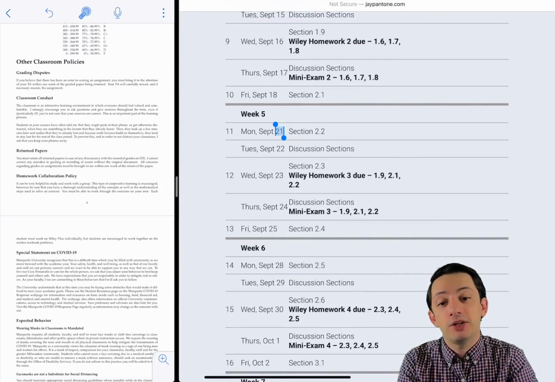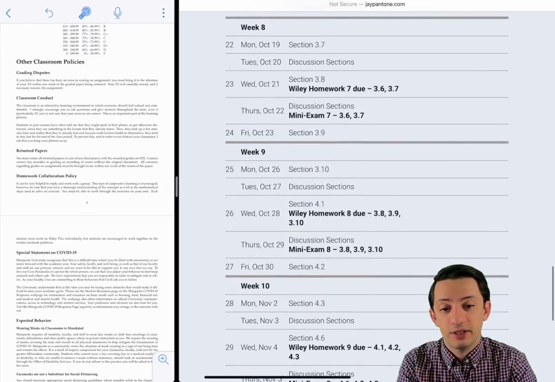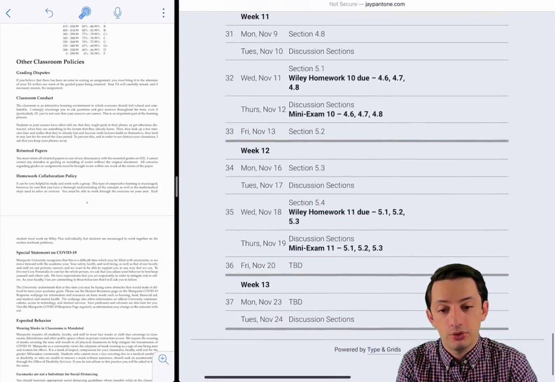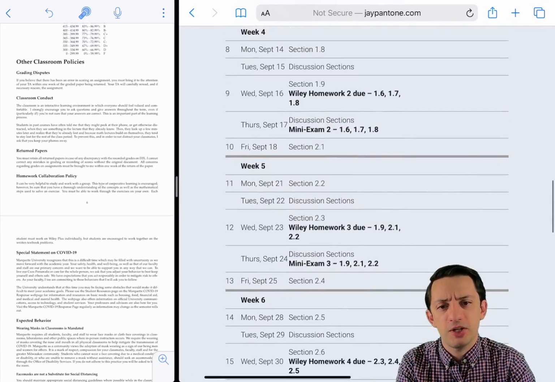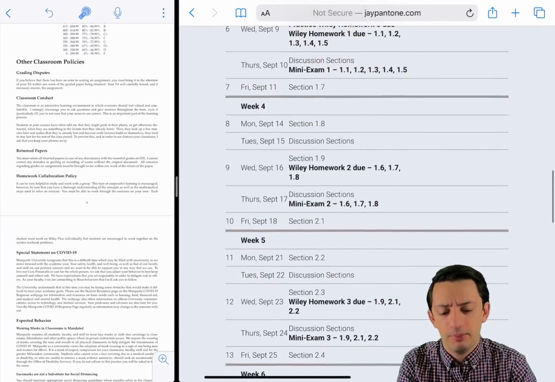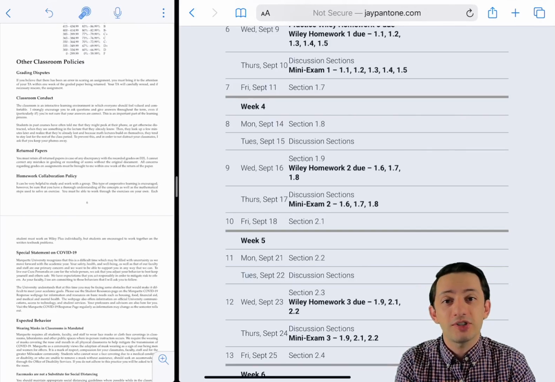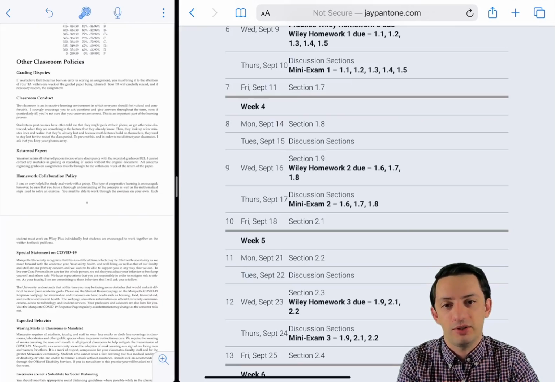So this page already has the calendar for the entire semester laid out. It's got all of the mini exams, all of the Wiley Plus, all the way up to the last one here. I'll just point out one other thing on this page before we go back to the syllabus and wrap it up. I know this has been a kind of long video, but it's a bit of a complicated course, especially in a semester that's weird like this, so I want to make sure you have all the information available.